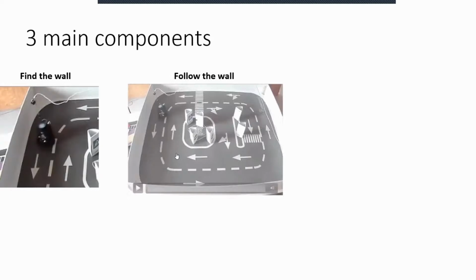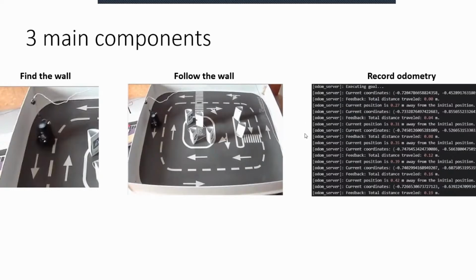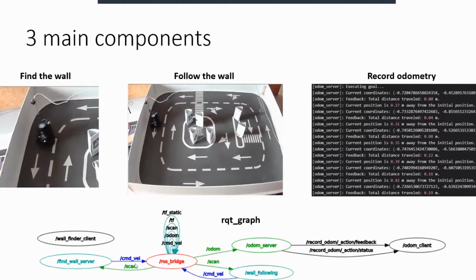And then the second component is following the wall. So basically just go around and then return to the starting position. And on the way, we also want to record the odometry data, which is basically the coordinates that we have visited and the distance traveled. And to do that, here is the RQT graph showing you what components are there. You have some topics, you have some servers and clients in order to make these three functions possible.